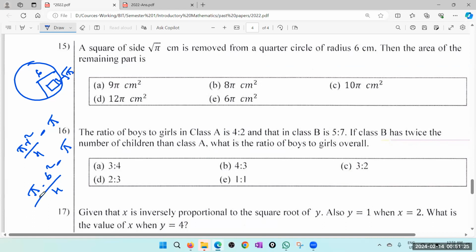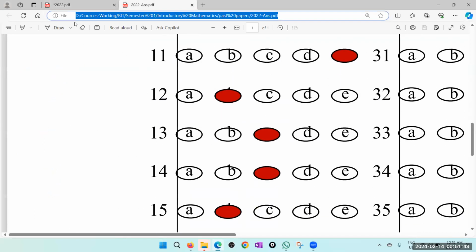So I can take 5 out. And then of course 6 into 6 divided by 4 minus 1. That is 9 minus 1 is 8. So the answer is 8π square centimeters. Answer is B.